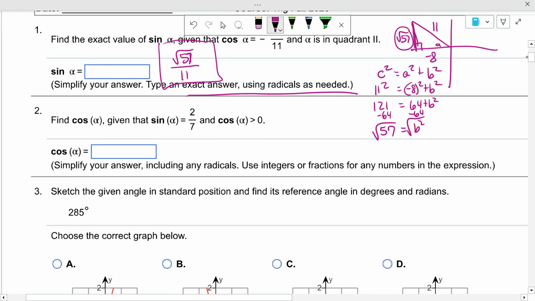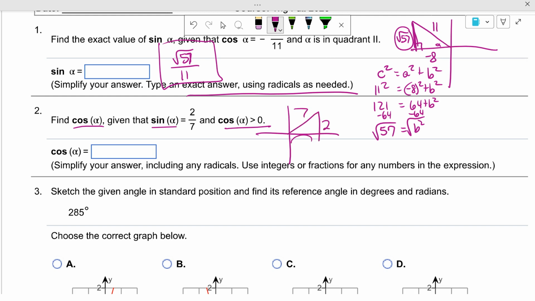All right, this one. Find cosine given that sine is 2/7 and cosine is positive. Well, if sine and cosine are both positive, where am I at? Quadrant 1. Sine is 2/7. Cosine, to figure out this side, again, Pythagorean theorem.